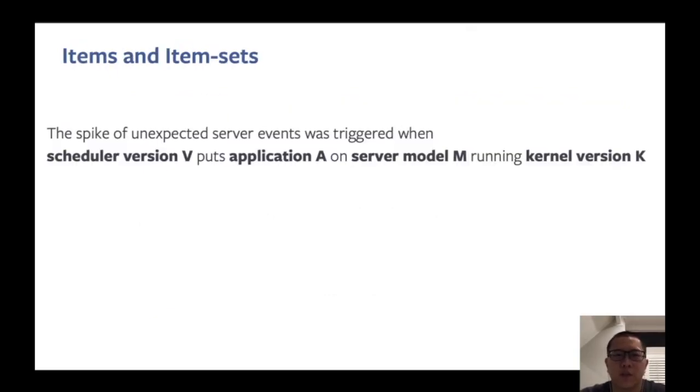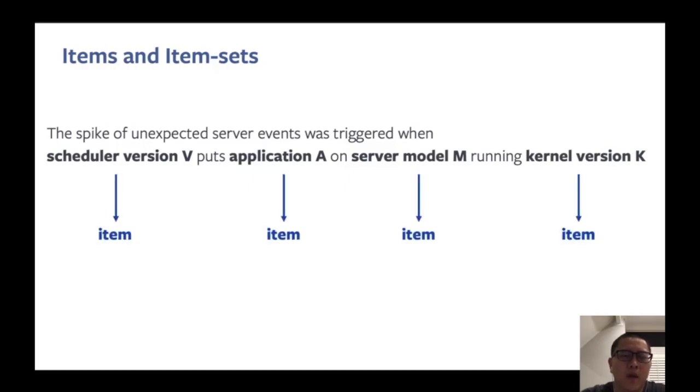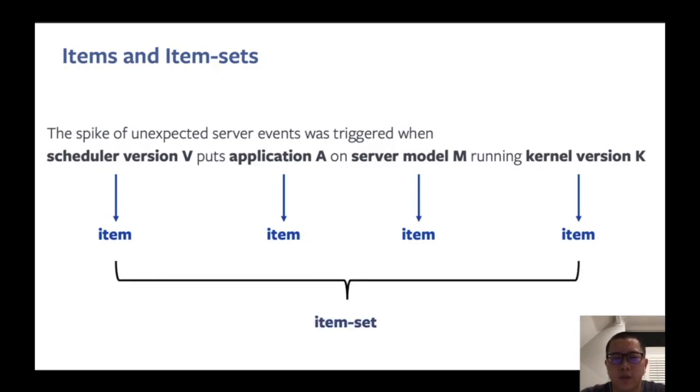Before we start the experimental results, let's first define a few terms: items and item sets. Let's look at the example that we had before, and here, each of these dimensions is called an item. Collectively, they are called an item set. So an item set is a collection of features that describe a population of samples.